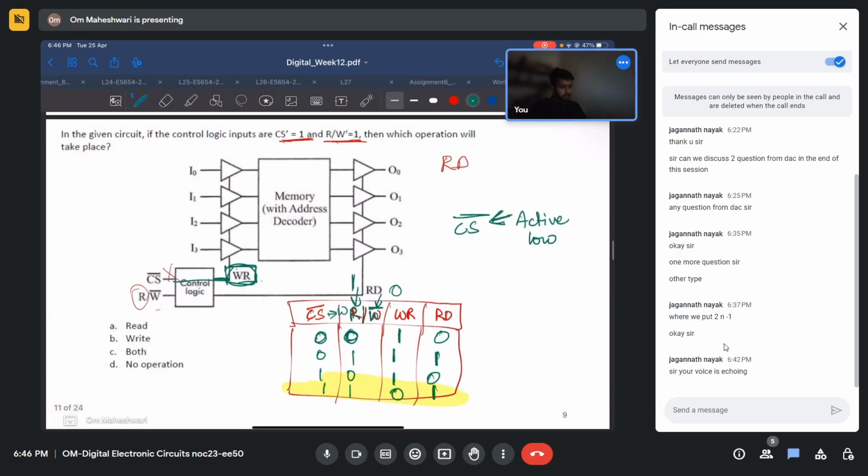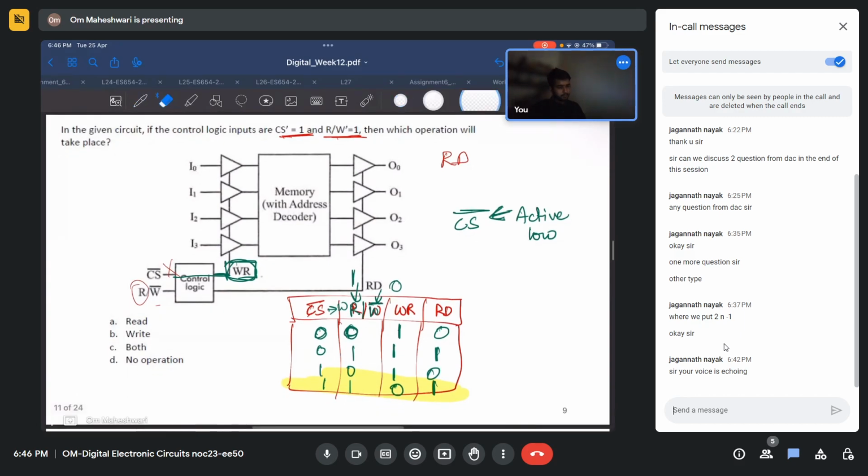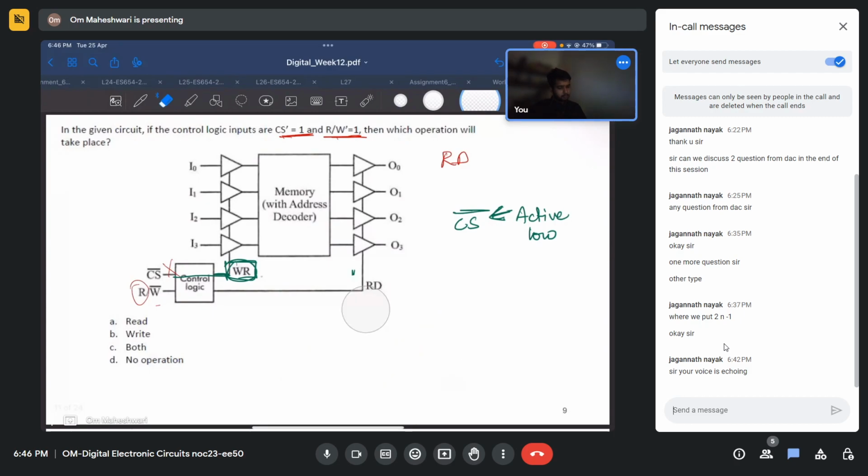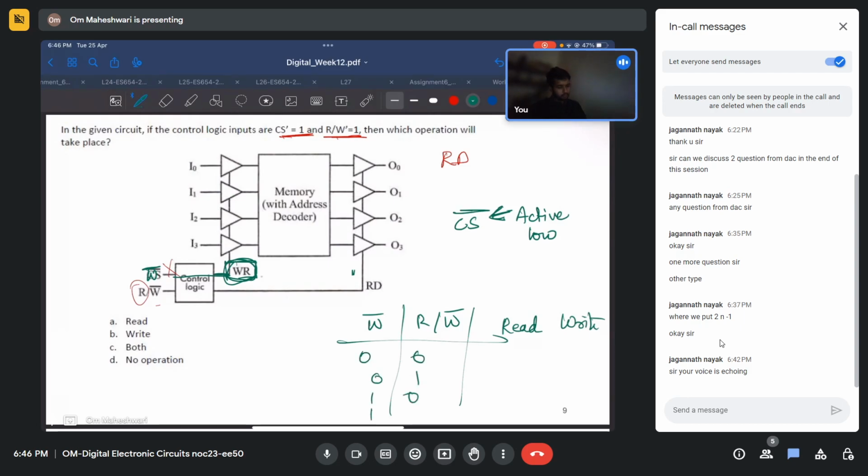Okay, I'll repeat this once more. Let's make it simpler. Instead of CS bar, I'll write it as W bar only, because our output is write. W bar, R/W bar. Now it will be clear. Read or write: 0 0, 0 1, 1 0, 1 1. If this is 0, write will happen. This is also 0, write will happen. So write will happen, read will not happen.